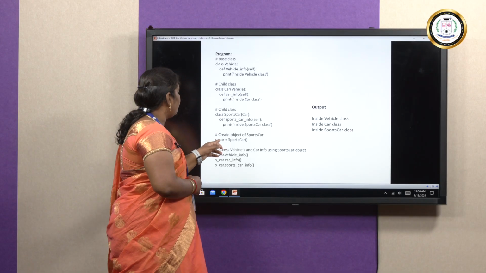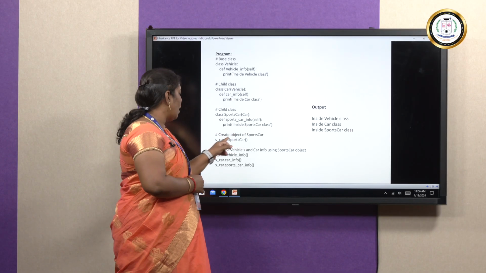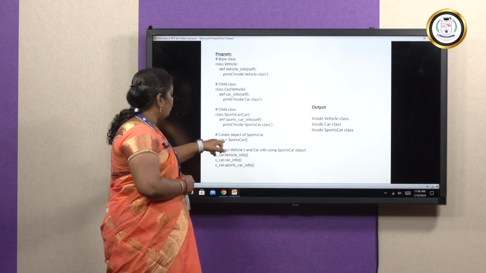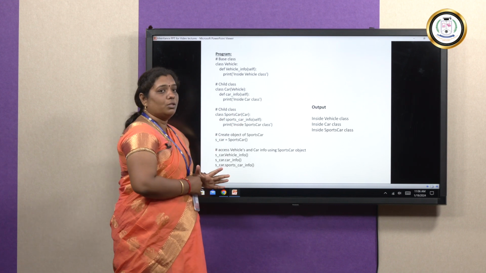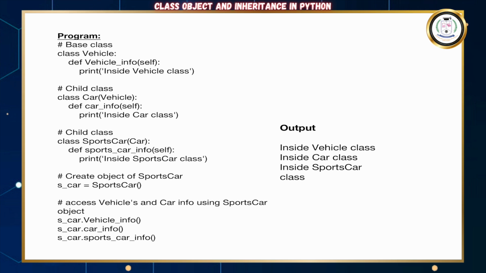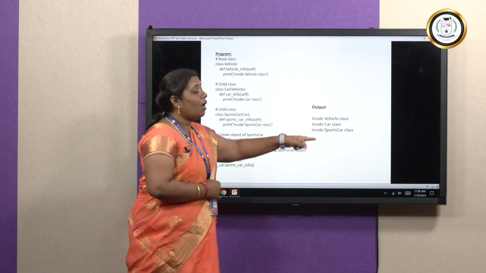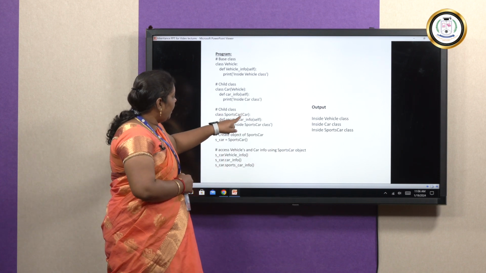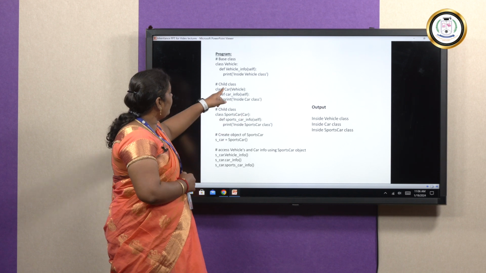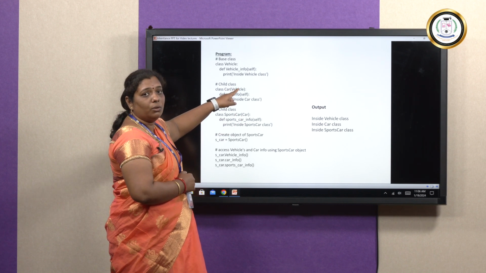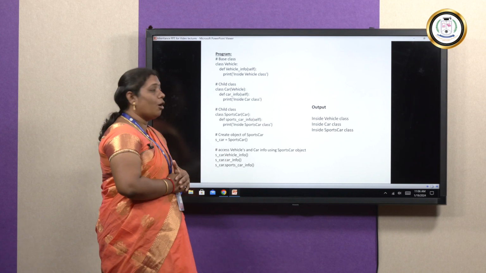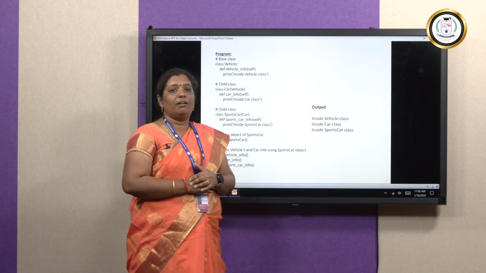For all this, we created only one object. The object is for sports car, which means the third one. S car is the object name, equal to sports car. By using this object, we can access the vehicle information as well as the car information, and this output will be printed on our screen. Here we inherited car, but inside the car we inherited vehicle also, so that we can access the vehicle information by using the S car object. This is called multi-level inheritance.